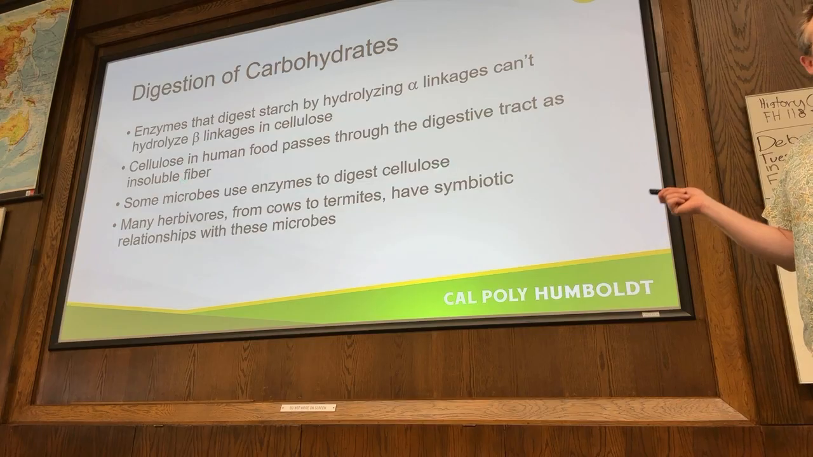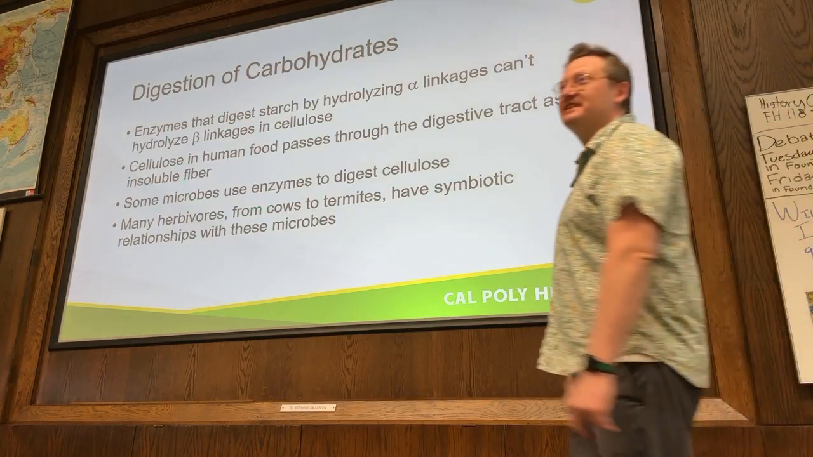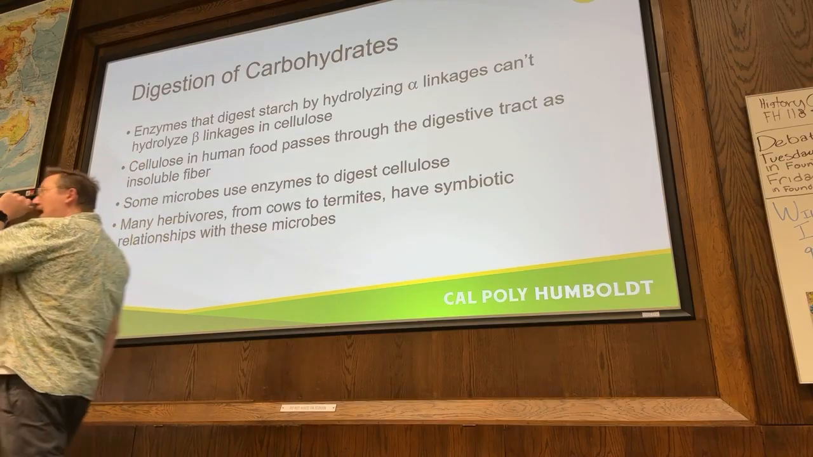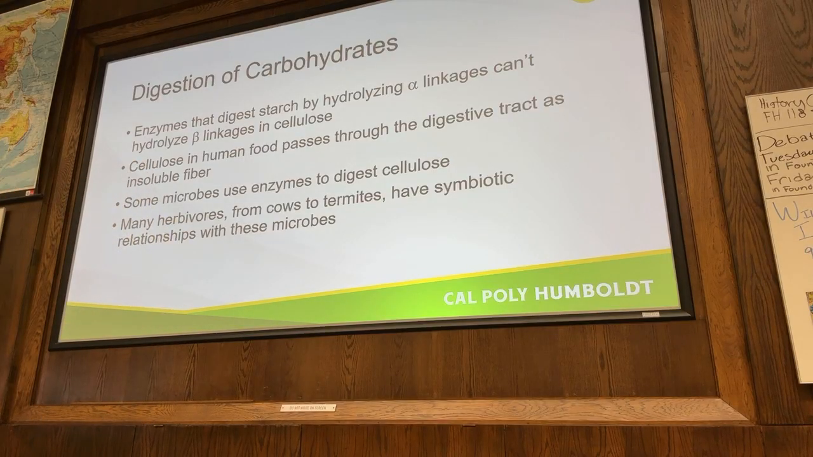So cellulose. Some enzymes can digest cellulose. There are no animal enzymes that digest cellulose. But there are bacterial enzymes that digest cellulose. So some animals survive off of plants, where their main energy source is cellulose, by having a symbiotic relationship with microbes.